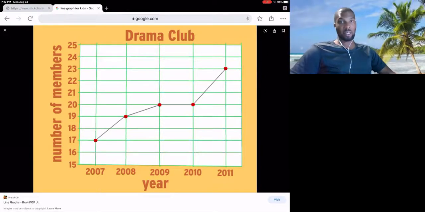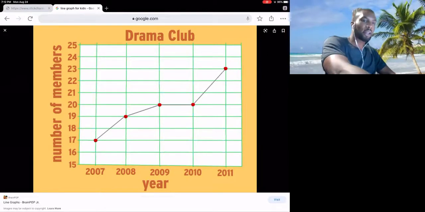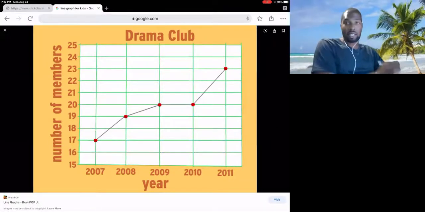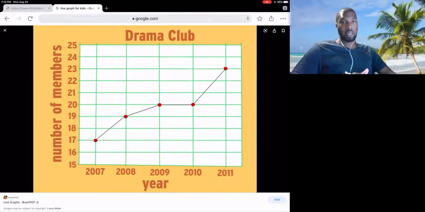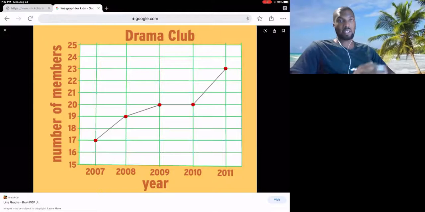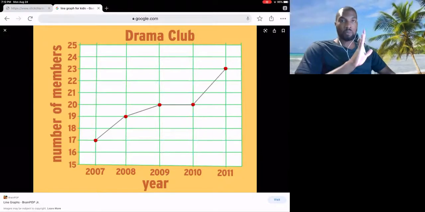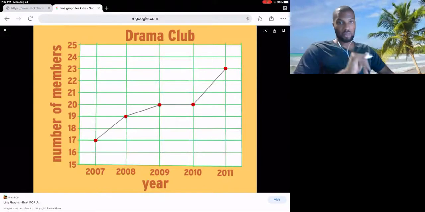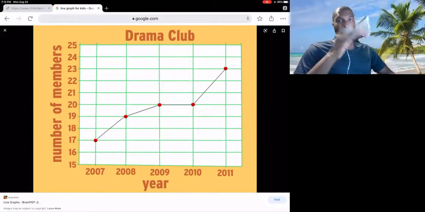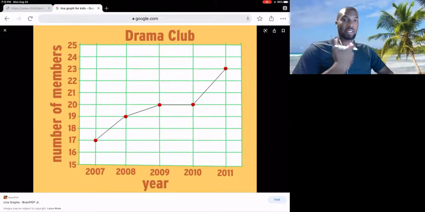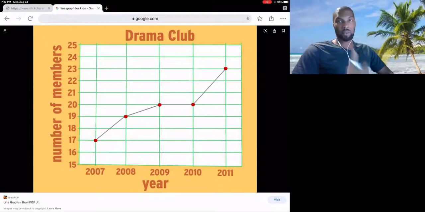This graph is talking about the drama club. The way we tell that is because of the title on the top, right? It says drama club. And if you look at the two axes, the vertical axis is the axis going up and down. It starts with 15, then goes to 16, 17, 18, 19, 20, 21, 22, 23, 24, 25. That axis tells us how many members, or the number of members, the drama club had.